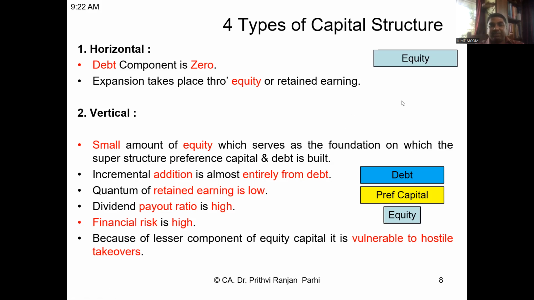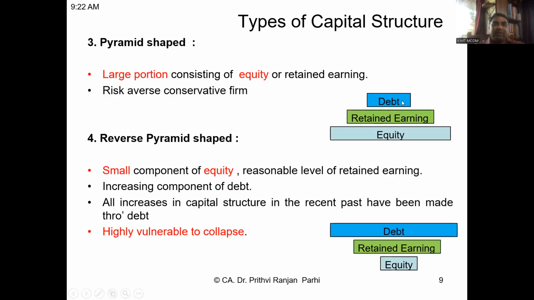Now, the next type of capital structure you can refer to is the pyramid shape capital structure. You see on the picture, a large part of capital is equity, which is at the bottom. Retained earning is a little less than that, and debt is a little less than that. A large portion of capital consists of equity or retained earning. Risk is low. Since debt commitments are low, risk is less.